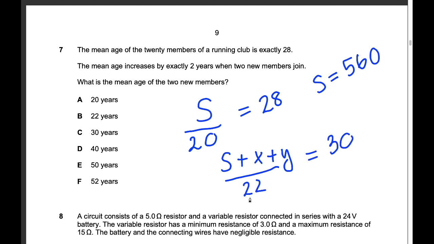Okay, so I can multiply by 22 on both sides and get 660. And that is equal to S plus X plus Y, so that's going to equal 560 plus X plus Y. So X plus Y is just 100, and if the sum of the 2 ages is 100 and there are 2 of them, then the mean must be 50, so just 100 divided by 2, so the option is E here.